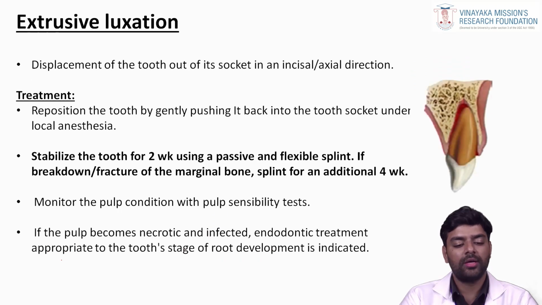Then extrusive luxation, displacement of the tooth out of its socket in an incisal or axial direction. The treatment is repositioning the tooth by gently pushing it back into the tooth socket under local anesthesia. Stabilize the tooth for 2 weeks using a passive and flexible splint. If there is breakdown or fracture of the marginal bone, splint for an additional 4 weeks. Then monitor the pulp condition with pulp sensibility tests. If the pulp becomes necrotic and infected, endodontic treatment appropriate to the tooth's stage of root development is indicated.